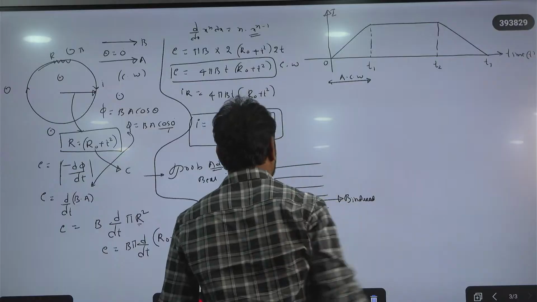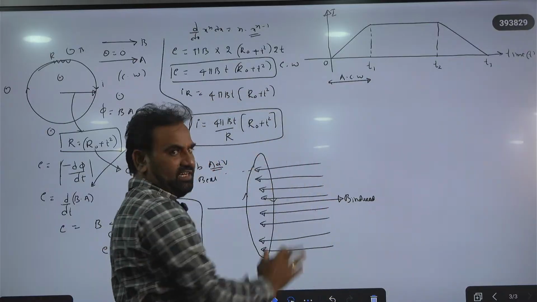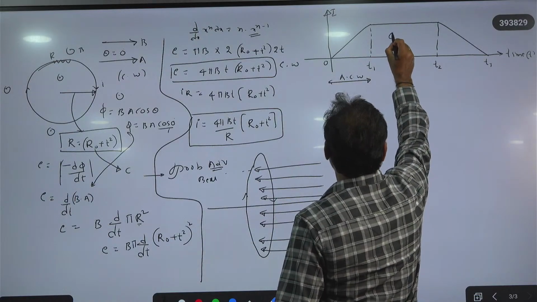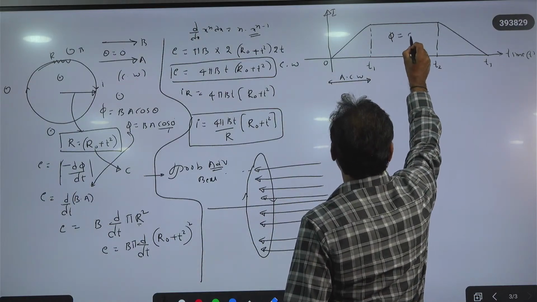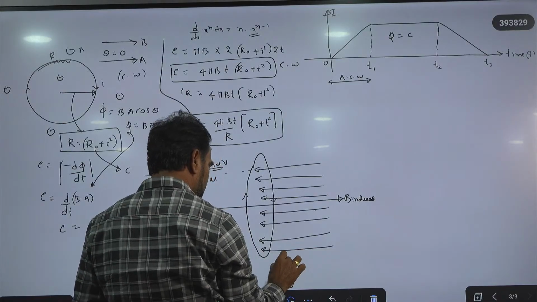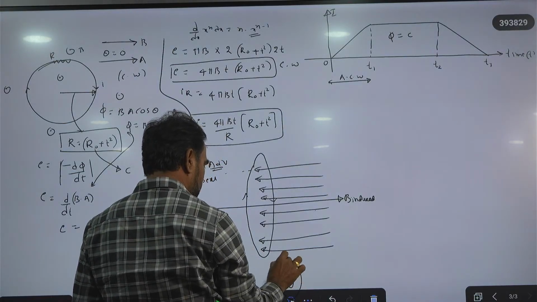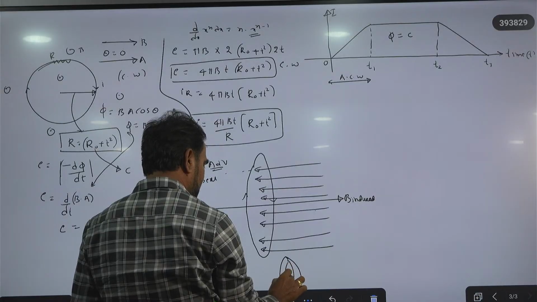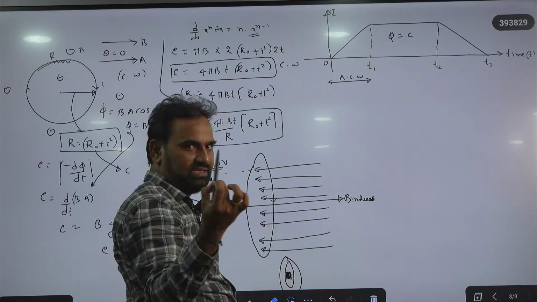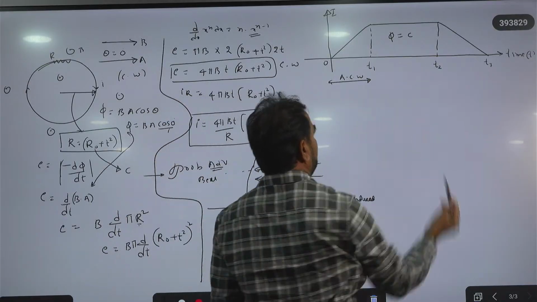Clockwise direction. When it is entering into the loop, T1 to T2, B is equal to constant, because the magnet has to enter into the loop. Loop ऐसे बेटा, magnet अंदर है, magnet is inside there. When the magnet is inside the loop, there is no change in magnetic flux. That means phi is equal to constant.